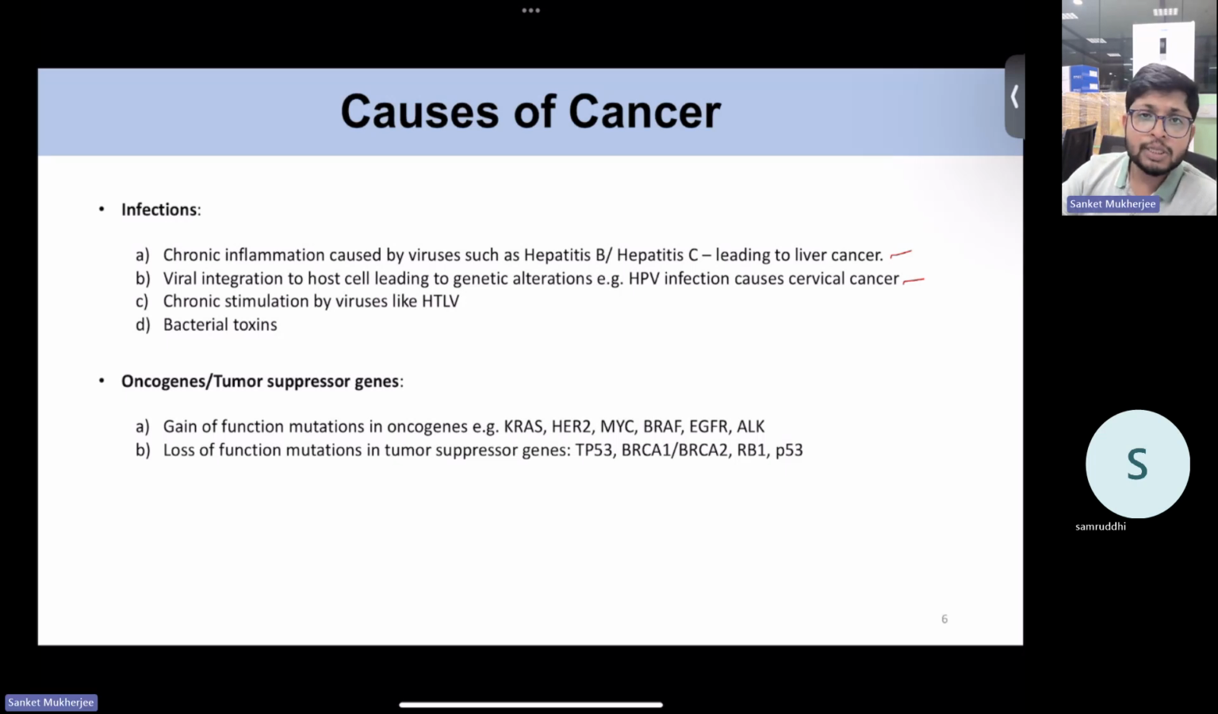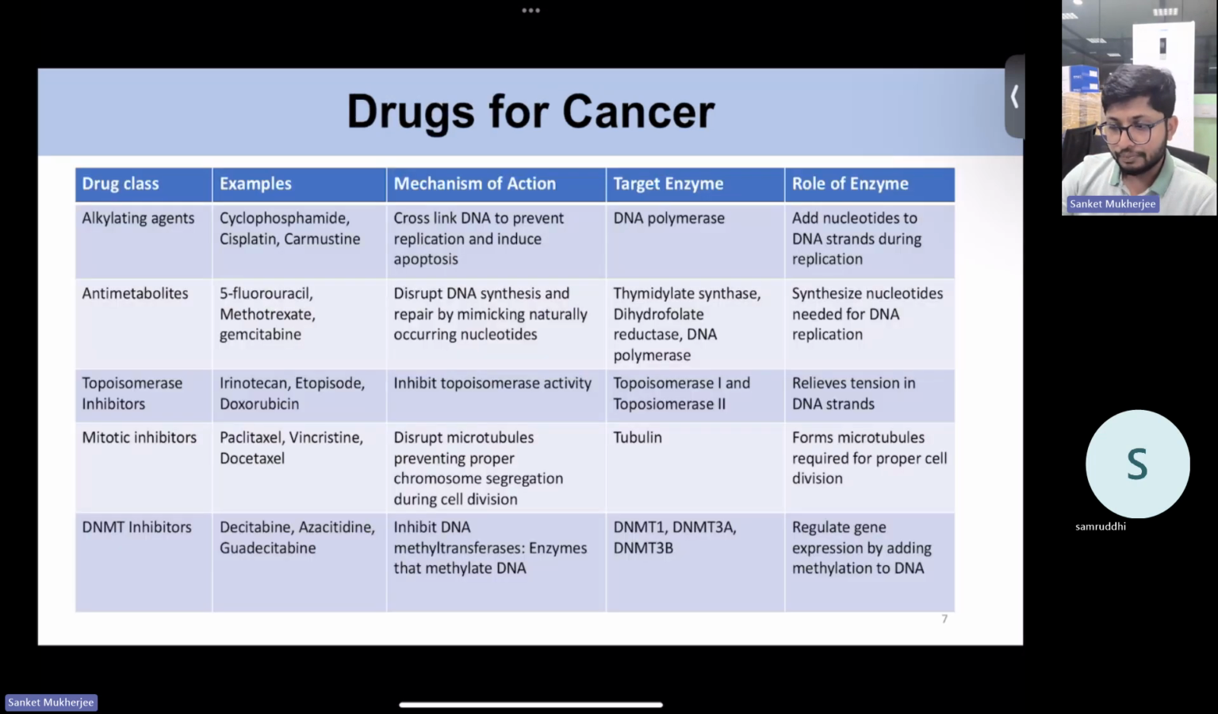Then there are oncogenes and tumor suppressor genes. Usually the gain of function mutations in oncogenes, for example KRAS, HER2, MYC, BRAF, EGFR, and ALK, lead to cancer. Similarly, loss of function mutations in tumor suppressor genes like TP53, BRCA1 or 2, or the retinoblastoma gene lead to cancer as well.